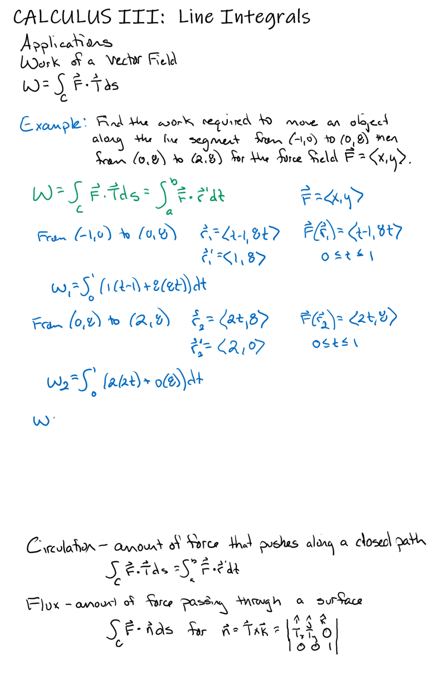All right, so now to find the total work, it's simply the work from the first situation plus the work from the second situation. So we can write that as one big integral from 0 to 1 of 1 times t minus 1 plus 8 times 8t plus 2 times 2t plus 0 times 8. Integrate with respect to t.